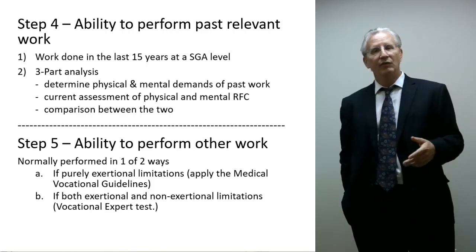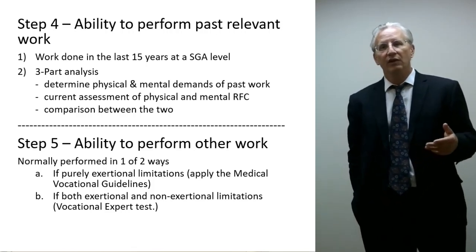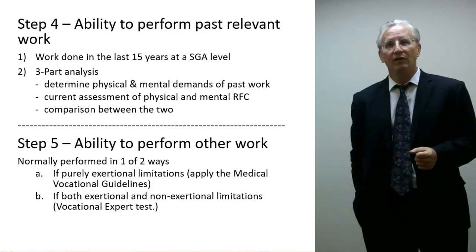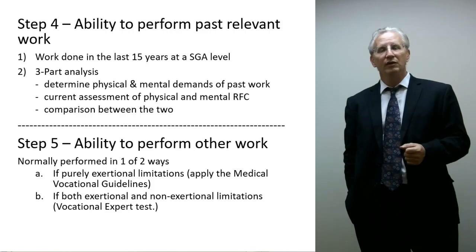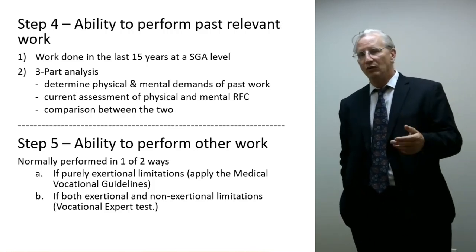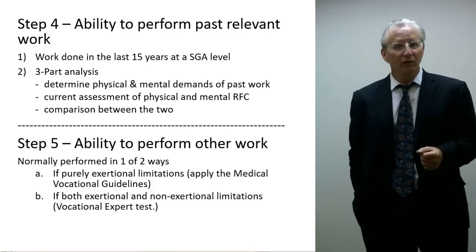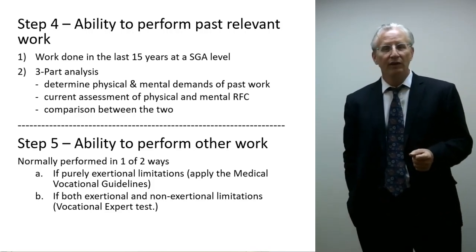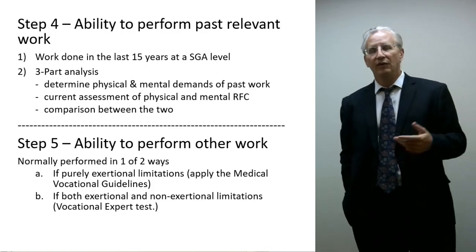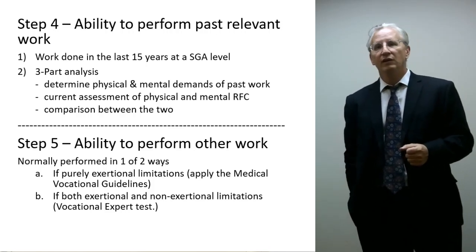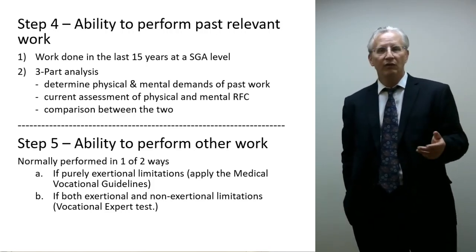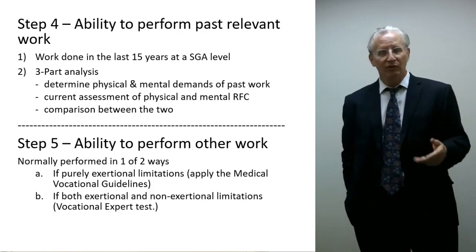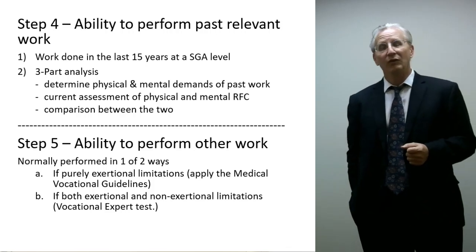Now, at step 4, it's a 3-part analysis. First thing that Social Security must determine is what are the physical and mental demands of past relevant work. What are the strength requirements? What are the endurance requirements? What are the manipulative ability requirements? Now, how an administrative law judge would actually determine that is either via the claimant's testimony, the Dictionary of Occupational Titles, or even the vocational expert's testimony will help them elicit information as to what the past physical and mental demands of past relevant work were.